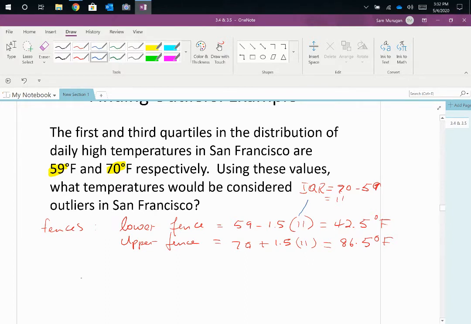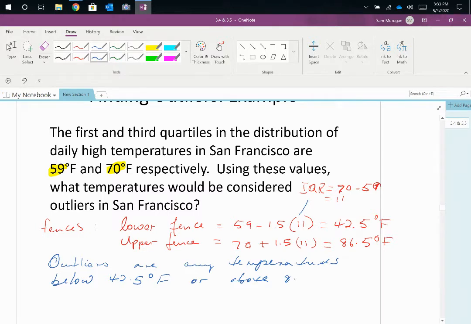And outliers then would be any temperatures below 42.5 degrees Fahrenheit or above 86.5 degrees Fahrenheit. In other words, if the temperature one day in San Francisco went up to 95 degrees, that would be considered an outlier.